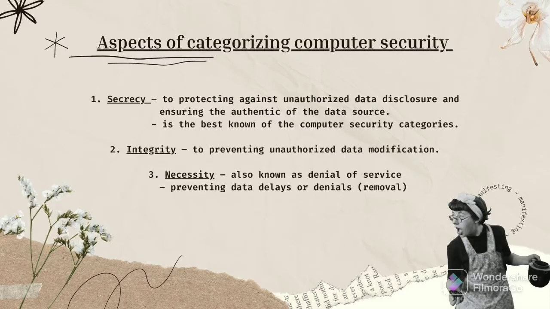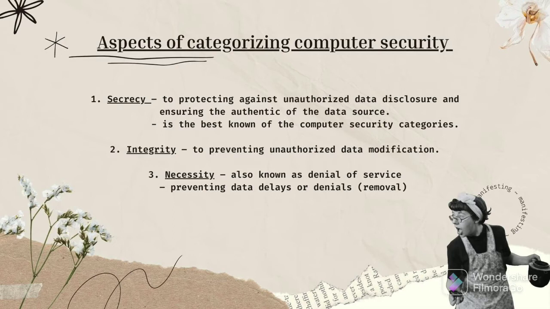Next is the aspect of categorizing computer security. There are three, which are secrecy, integrity, and necessity. Secrecy is protecting against unauthorized data disclosure and ensuring the authenticity of the data source. Secrecy is the best known of the computer security categories. It is the action of keeping something secret or the state of being kept secret.